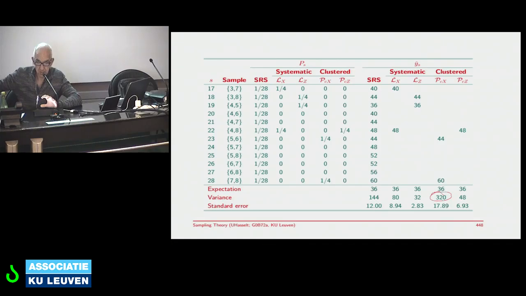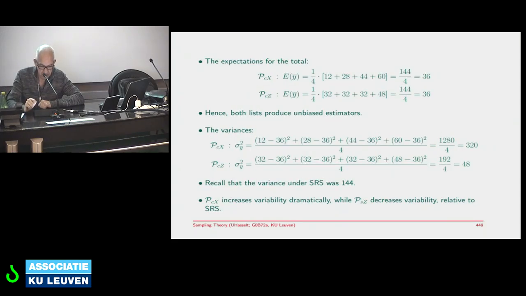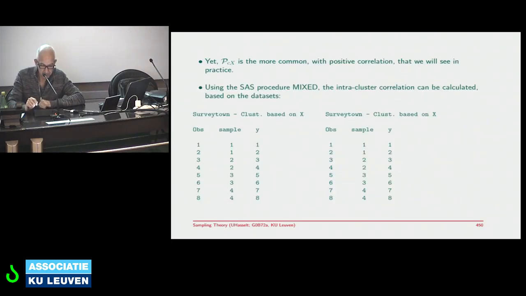The artificial example and survey town and all are extreme in the sense that the effects are really magnified. They're much bigger than you would find in realistic samples. But that is indeed the effect that you may see happen. Here are the calculations behind it to see how we get to these numbers, of course, to the 320. They're still unbiased, that's no problem at all, so we don't worry there.